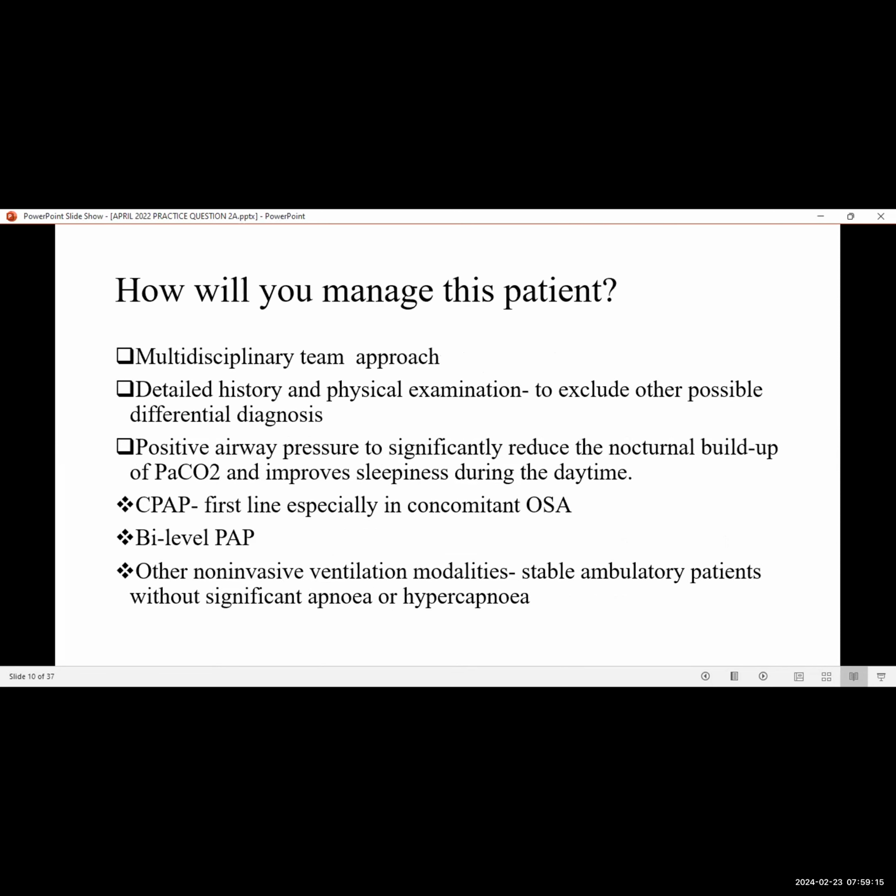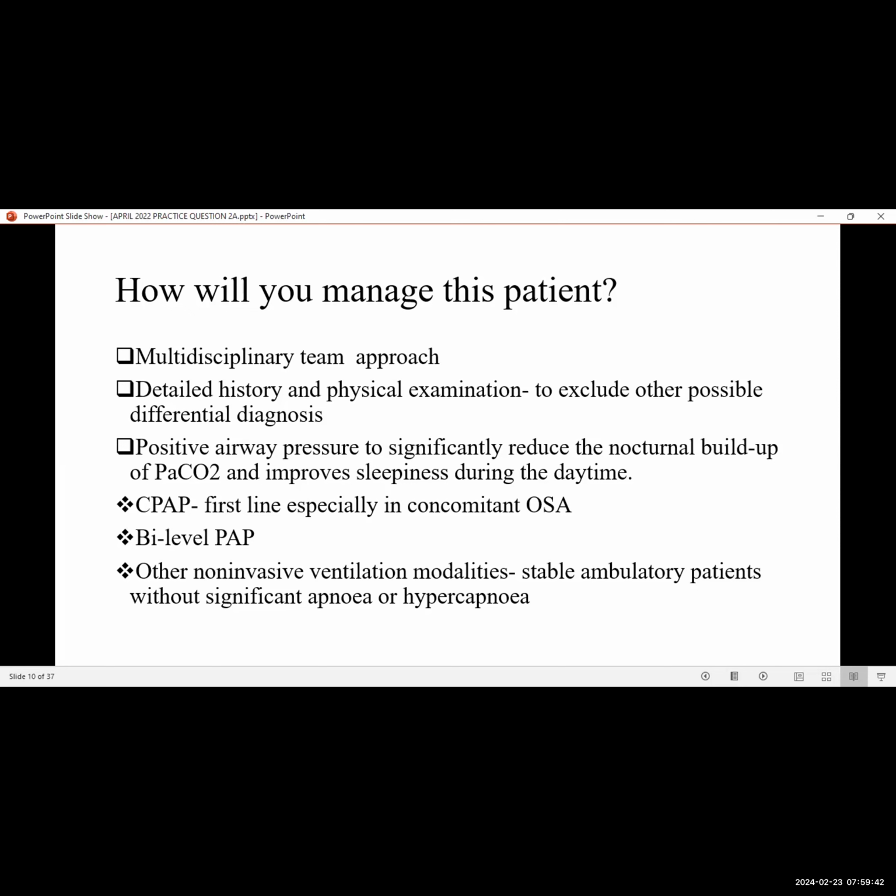How will you manage this patient? Management of this patient involves a multidisciplinary team approach: the physician, the anesthetists, the surgeons, particularly the ENT surgeons, and other members of the team, the pharmacists, the nurse, and the dietitian. So that everybody will be brought on board.